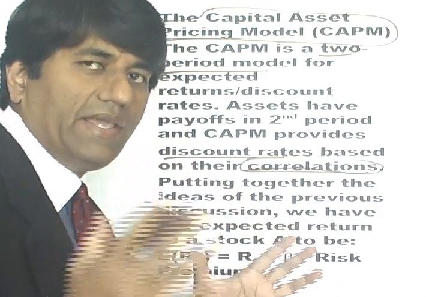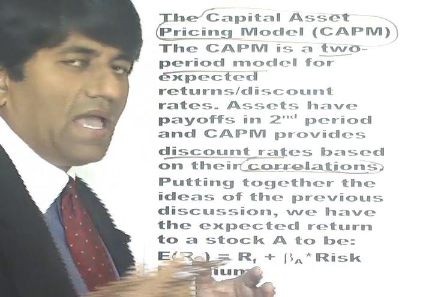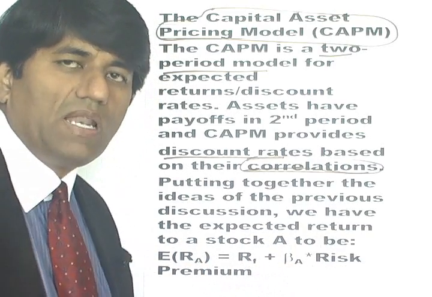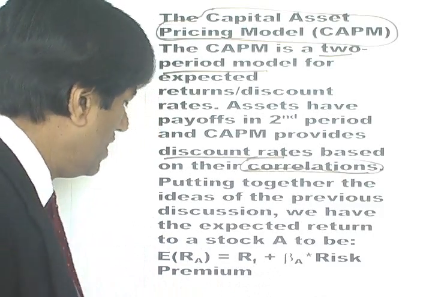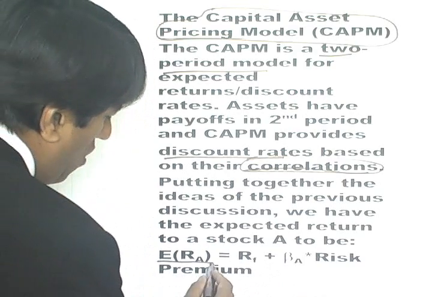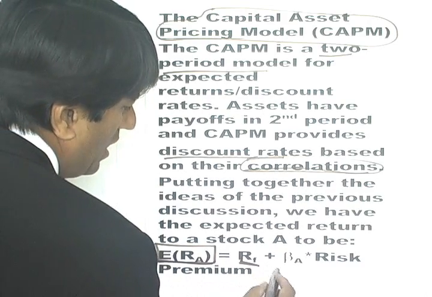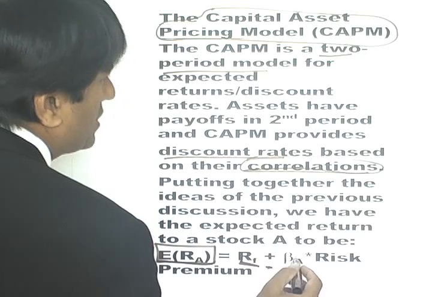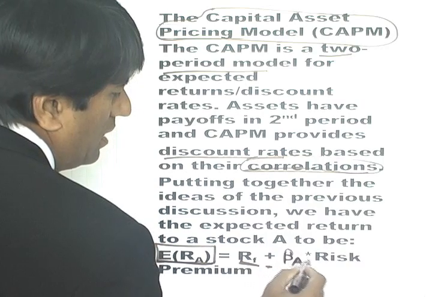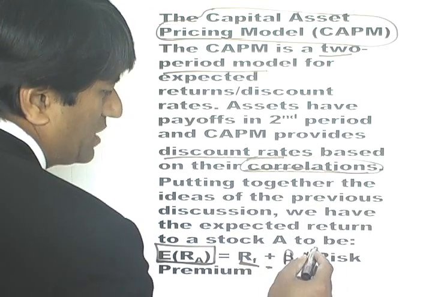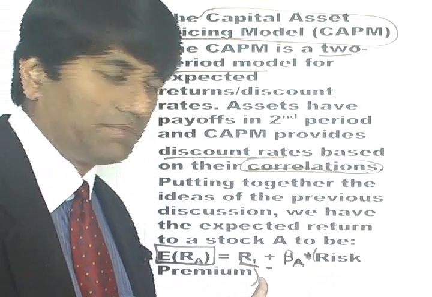Now, putting together the ideas that we have been talking about, we have a formula for discount rates, or the rate of return, which are one and the same thing. The expected rate of return for asset A, according to CAPM, is the risk-free rate plus a measure of the systematic risk for that asset, which is beta A, multiplied by some risk premium. And CAPM actually goes on and tells you exactly what this risk premium is.